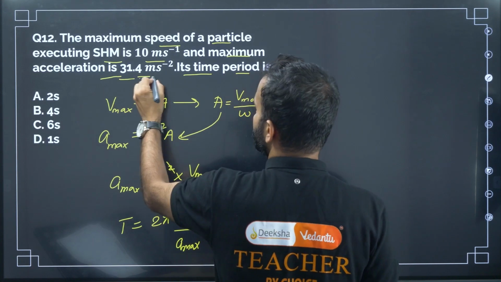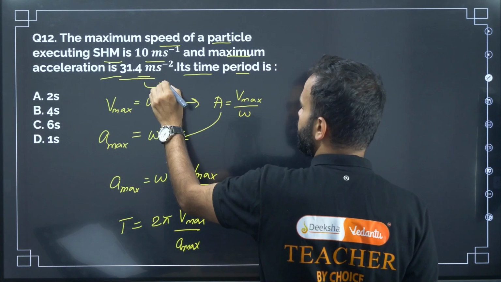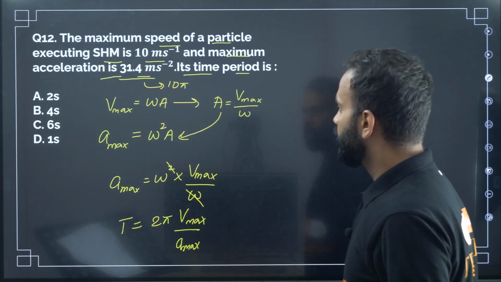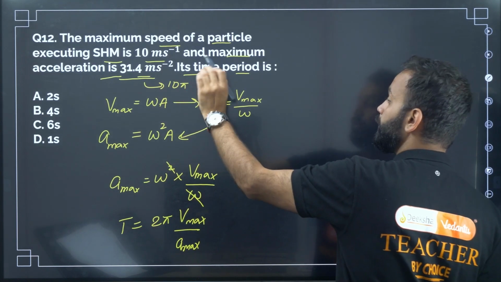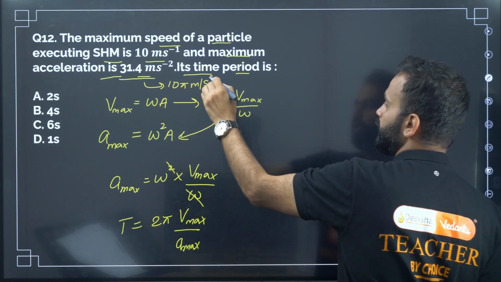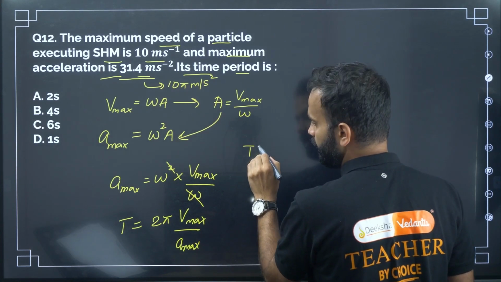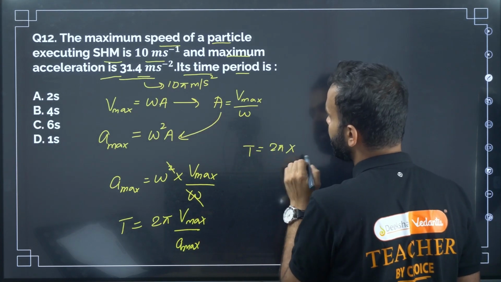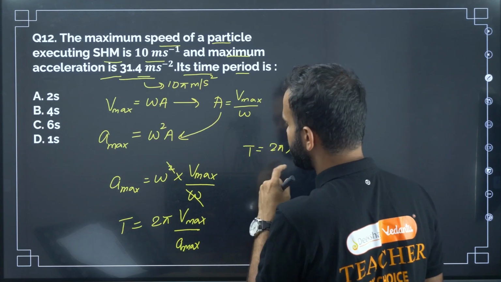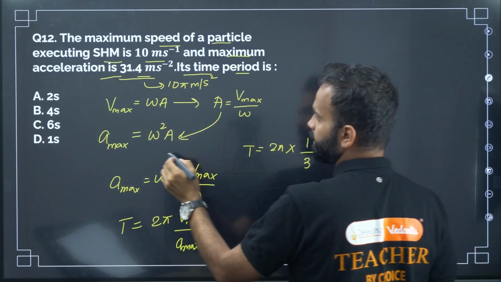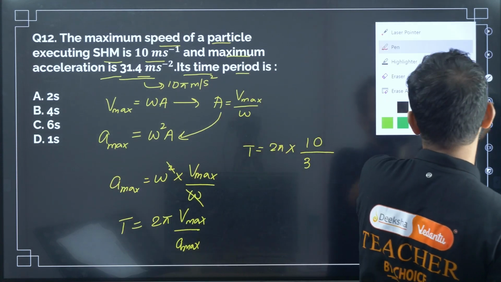So A max is 31.4 meter per second square. I can write it as 10 pi, right? 10 into 3.14 is 31.4 meter per second square acceleration. So T is equal to 2 pi into V max. Here V max is 10 divided by A max is 10 pi, right?